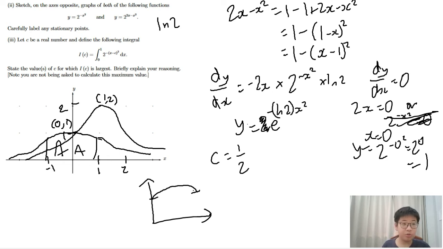So the graph of 2 to the power of negative (x minus c) squared is the graph of 2 to the power of negative x squared translated c to the right. This integral represents what's called the signed area. Basically, for graphs over the x-axis, you can just ignore the sign. So as the graph is symmetrical around its maximum point, therefore c must be half.